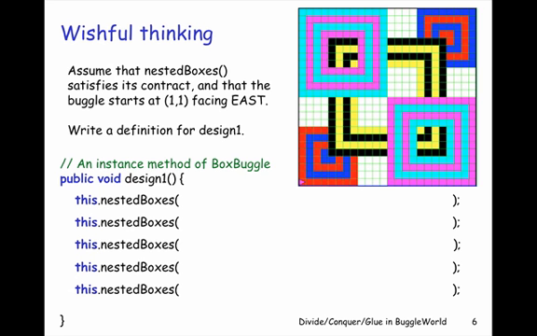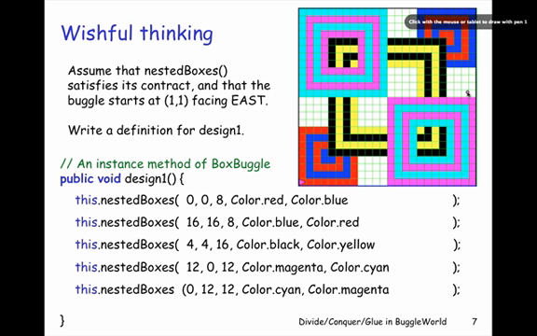And what I want you to do now is stop this screencast and write down on a piece of paper what the arguments to the 5 calls to nested boxes would be in order to create the design that you see at the upper right. And when you've done that, restart the screencast and we'll take a look at a solution. Okay, here are the solutions to design one.